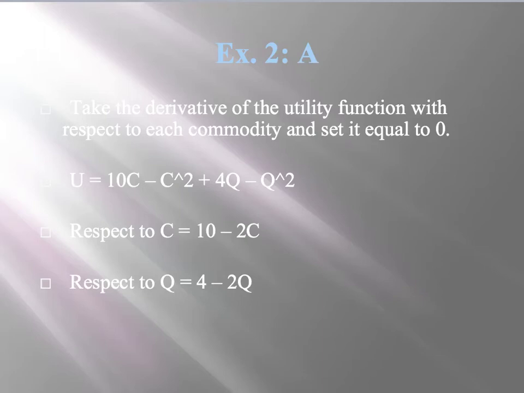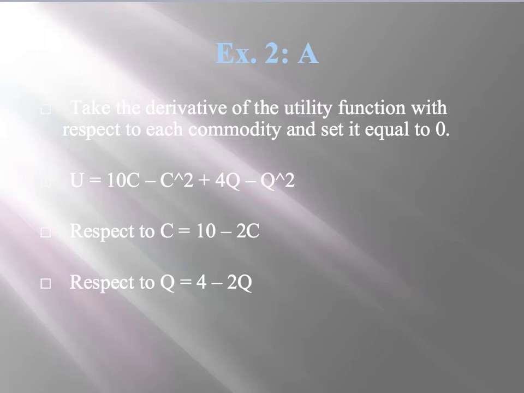So what we can do is we can just take the derivative of the utility function with respect to each commodity, the C and the Q, each variable, and set it equal to 0 to get our optimization here. There's no budget constraint, so we can do the optimization with the derivatives without any use of the Lagrangian because we have no budget constraint here.